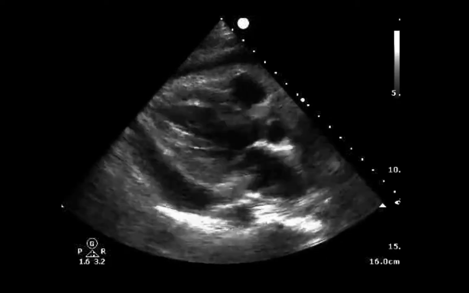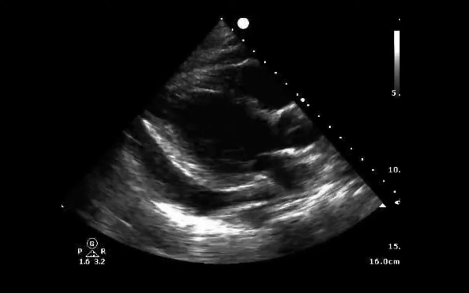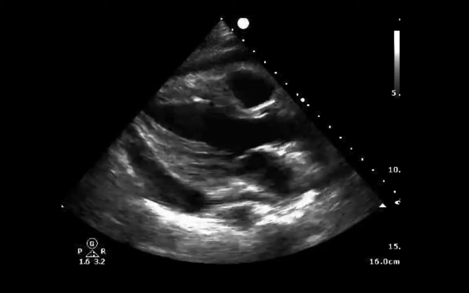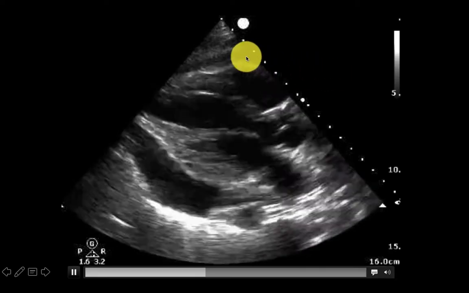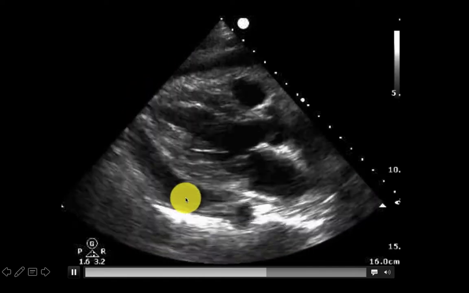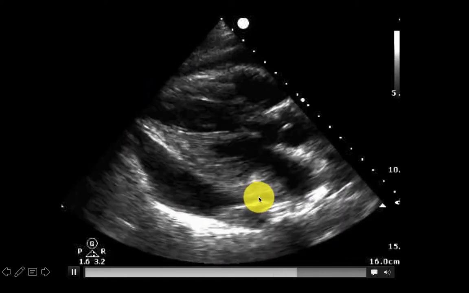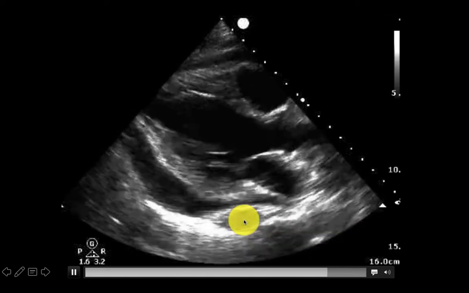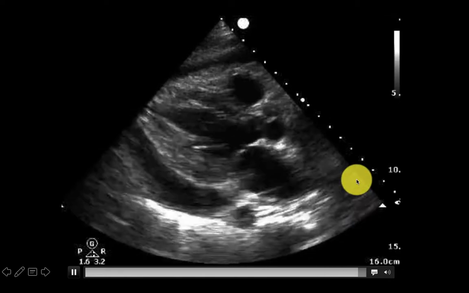Here's a case of a parasternal long view with an anechoic fluid collection, which is suggestive of a pericardial effusion. A couple of things. One, you see the effusion track anterior to the right ventricle here, posterior to the left ventricle, but then also in front of the descending aorta, which you see right here. That's the hallmark of a pericardial effusion.